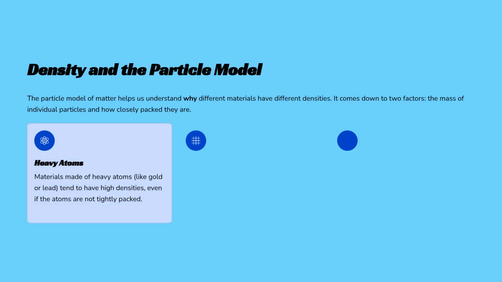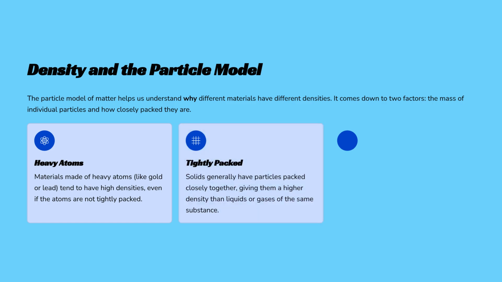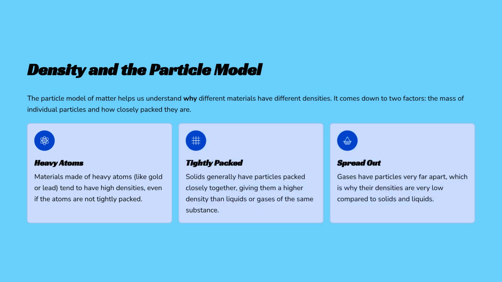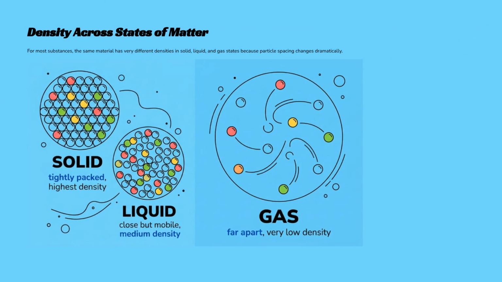Heavy atoms generally lead to higher density, while the physical spacing between particles is key. Solids have tightly packed particles, whereas gases have particles spread far apart, resulting in much lower density. As you can see, the density of a substance changes dramatically across states of matter due to how particles are arranged. With the notable exception of water, most materials become less dense as they transition from a solid to a liquid, and then to a gas.